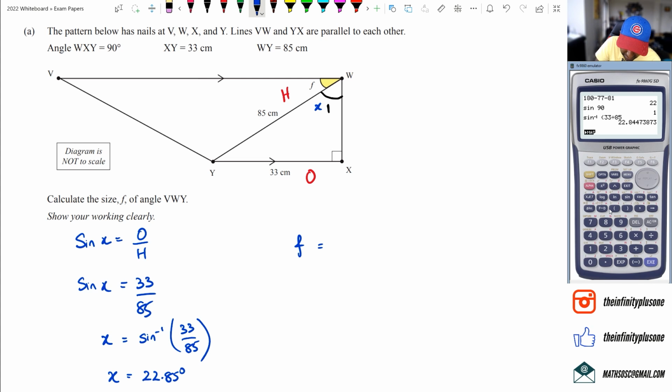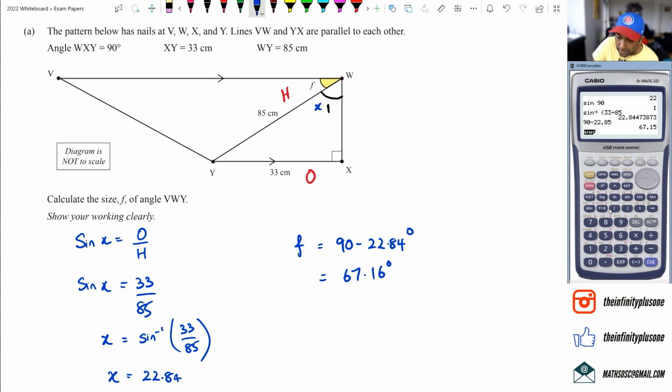So then I can say F is equal to 90 minus 22.85 degrees, which is 67.15. Oh, I just realized it's 22.84, sorry. Let's fix that error. That makes 67.16 degrees. Okay, so grades wise, this question is worth an achieved. We move on.